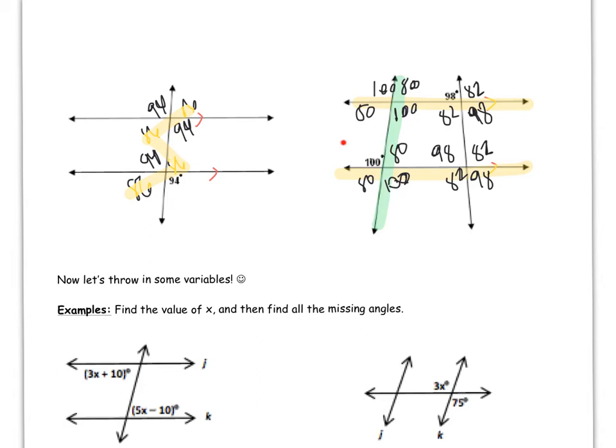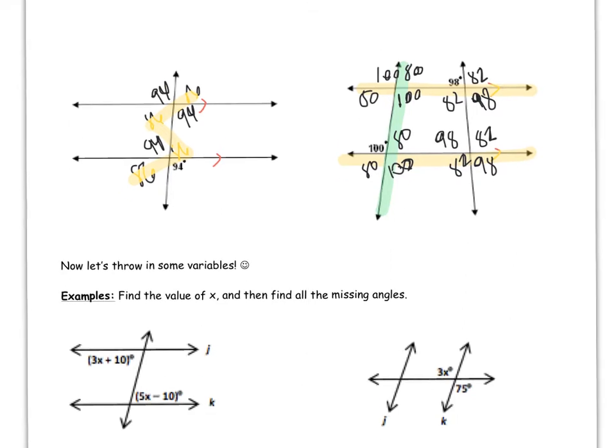Again, I couldn't go in this direction. I couldn't say 80, 80. Notice these alternate interior angles are not congruent because this line and this line are not parallel. So it's okay because they're not always going to be a perfect parallel tic-tac-toe board. So just kind of keep that in mind.